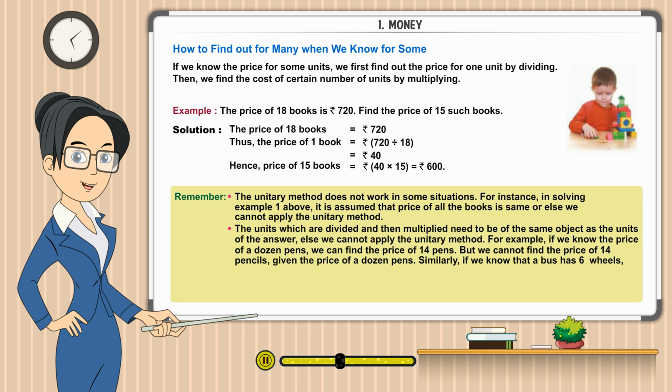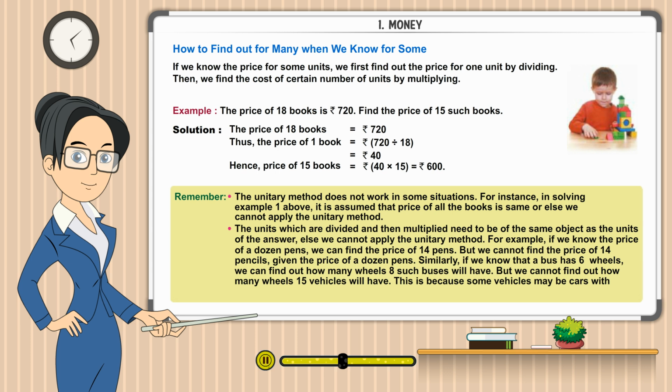Similarly, if we know that a bus has 6 wheels, we can find out how many wheels 8 such buses will have. But we cannot find out how many wheels 15 vehicles will have. This is because some vehicles may be cars with 4 wheels and some may be 3-wheelers with 3 wheels.